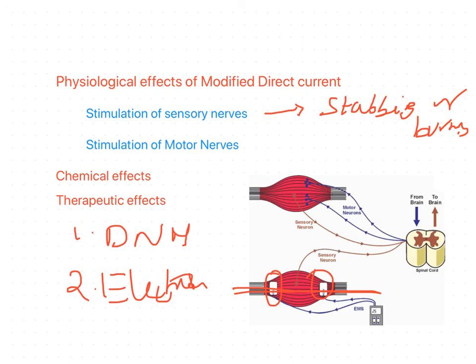Okay. And also the second therapeutic use is for electrodiagnosis. Galvanic type current is used by physiotherapists for electrodiagnosis, that is SD curve, strength duration curve plotting, and Faraday and galvanic tests. Okay, so these things we are going to discuss in a separate topic. Okay, so these are all about the modified direct current. Thank you.